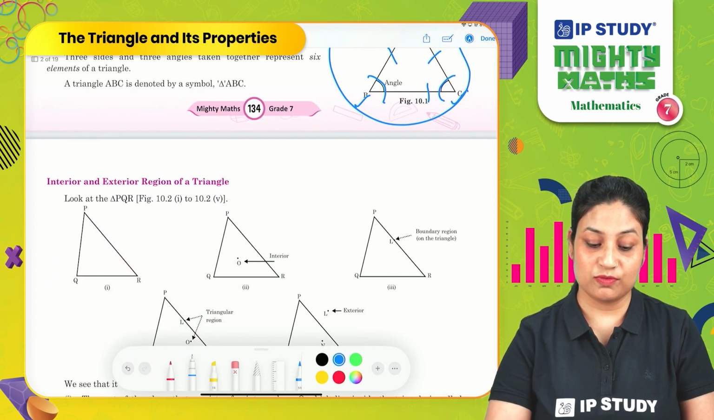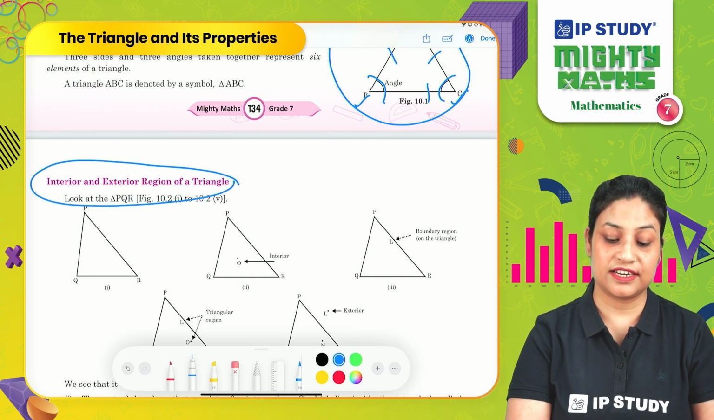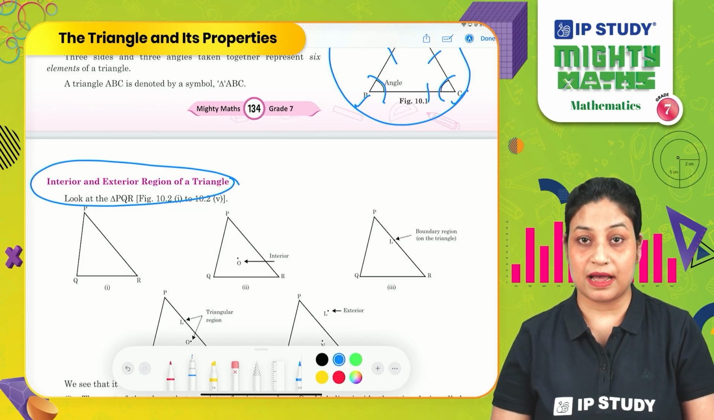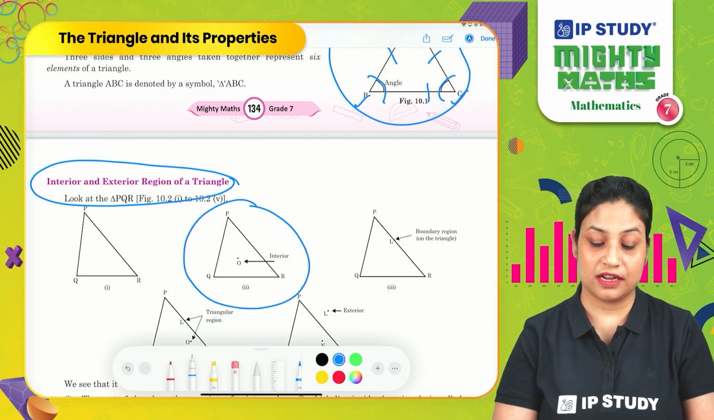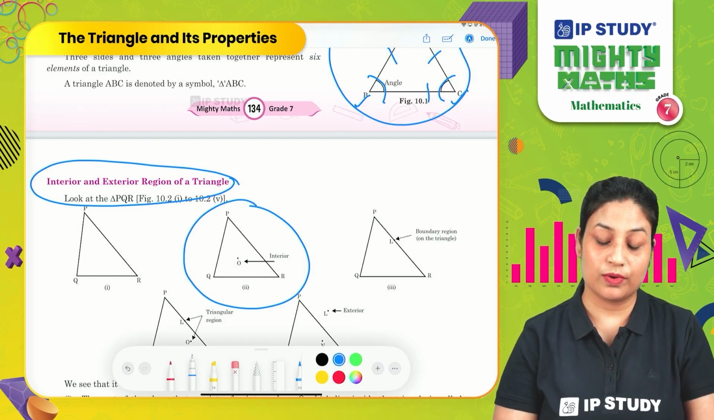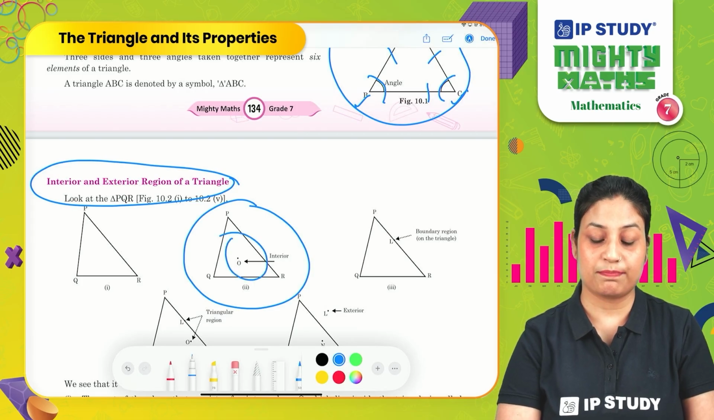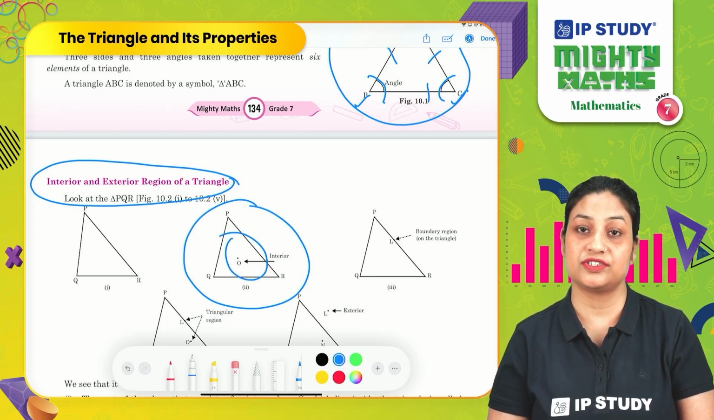Now, let's move forward and discuss about interior and exterior region of a triangle. In order to do so, let me take an example over here. You can see a triangle on the screen, right? Triangle PQR. So here you can see point O is inside the triangle. So I can say this is the interior part of this triangle, right? This is called interior region of the triangle.